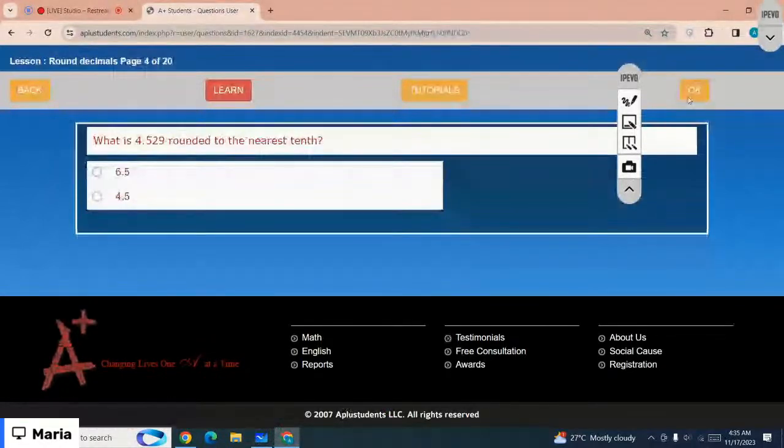Okay, what is 4.529 rounded to the nearest tenth? Which is the correct option? 6.5, 4.5. Very good. The correct option is 4.5 because after the tenth you have 2. 2 is less than 5. So it would be rounded off to 4.5.